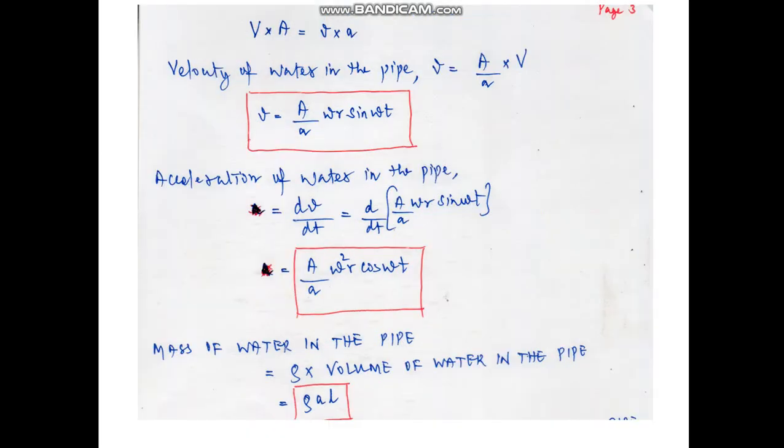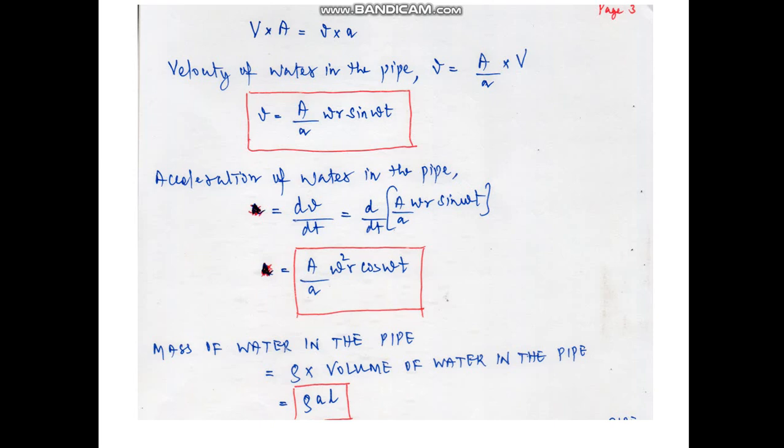So A by a omega r sin omega t. That is velocity. Now the acceleration is dv by dt. Don't put acceleration as a because already we have taken a as the area of the pipe. So acceleration dv by dt, d by dt of A by a omega r sin omega t. So acceleration is A by a omega square r cos omega t.